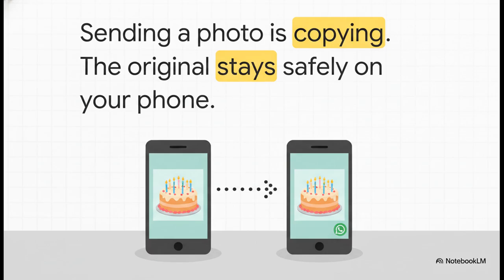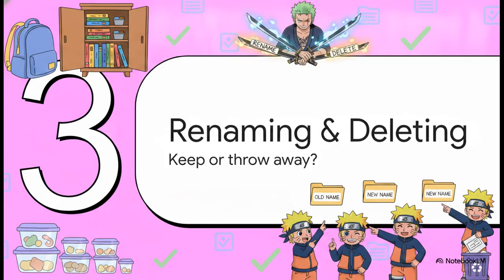Here's a common action you probably do all the time without even realizing it. When you share or send a file, like, say, forwarding a photo to a friend on WhatsApp, you're actually copying it, not moving it. Your original photo remains perfectly safe right there on your own phone, even after your friend receives their own copy.